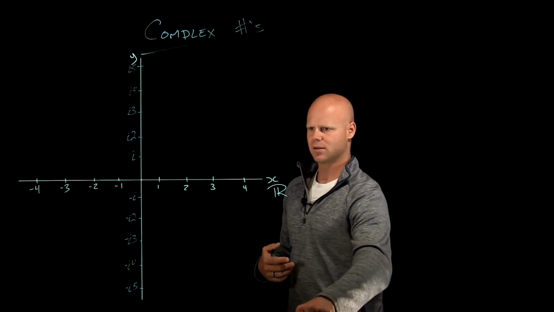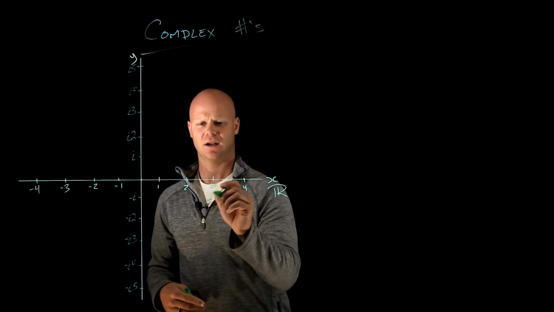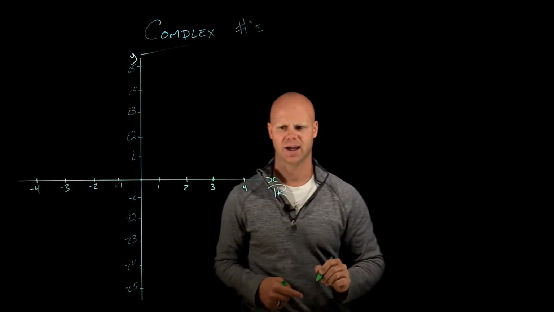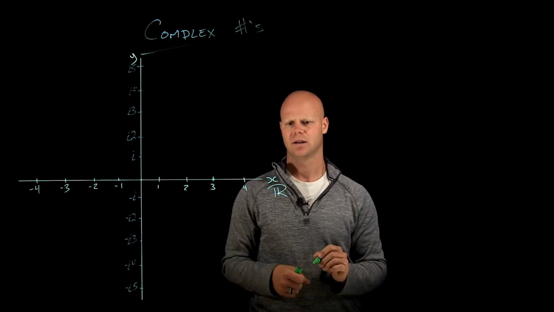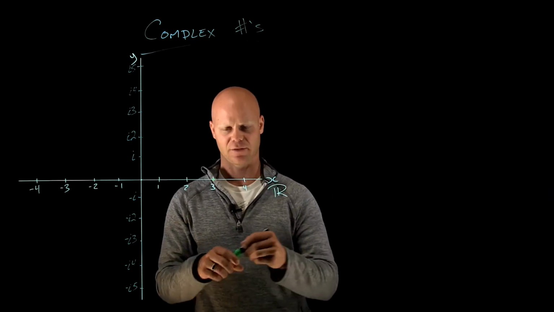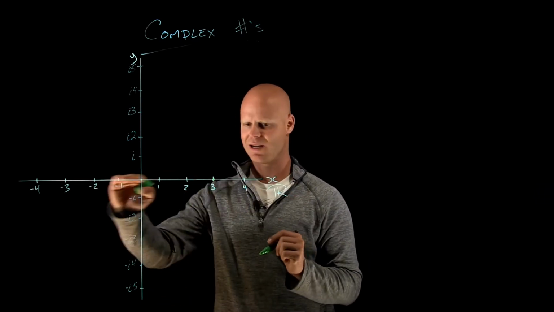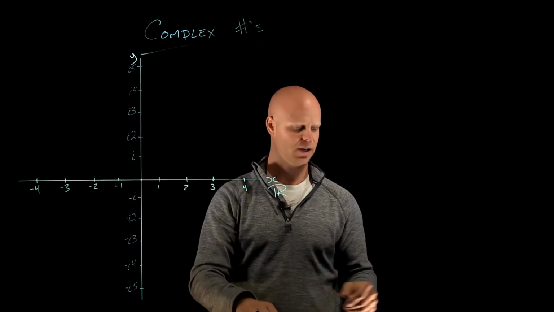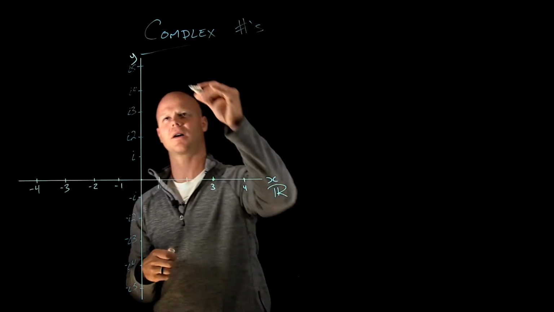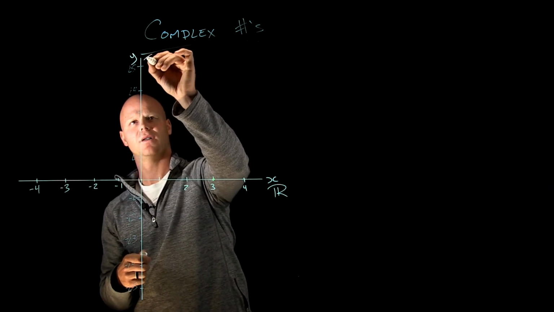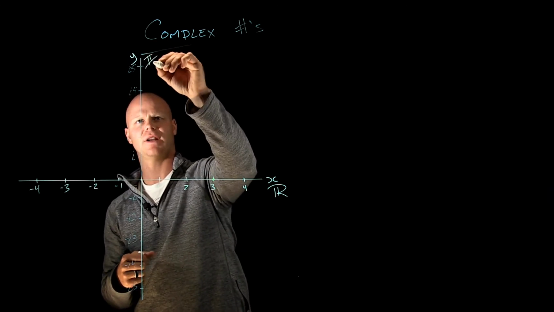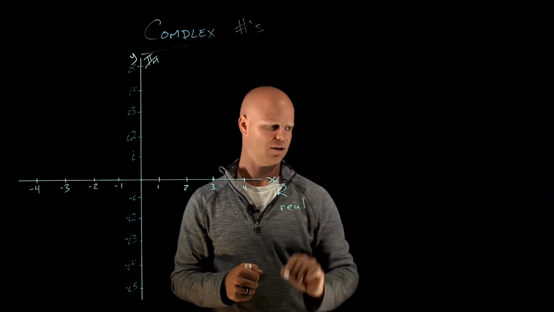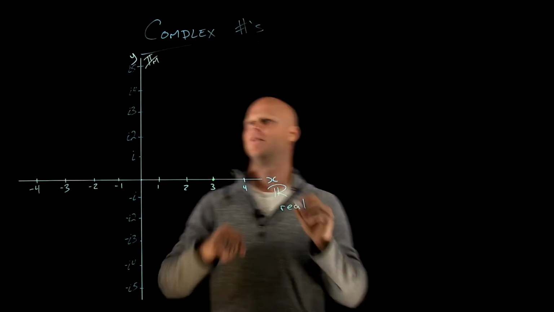So I could move to this point right here, and I could define that place on the number line as the real number of 3. I'm not up or down, I'm just at 3. So when we're on our vertical, this is part of the imaginary number system. So this is the real number line. This is imaginary.